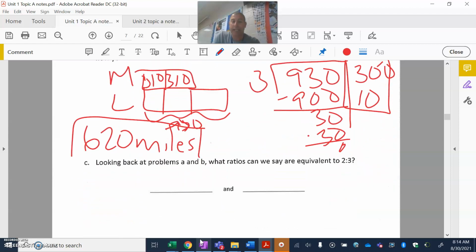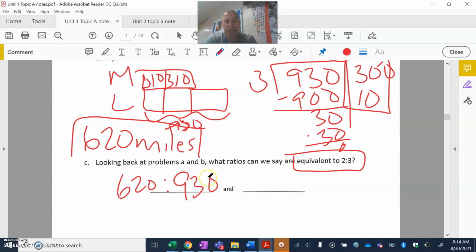So the last part here that we're going to finish up with is this phrase of being equivalent, which means they're the same. What ratios can we say are equivalent to 2 to 3? Well, it's what we ended up using there. So 620 to 930. And again, I'm using the answers to the problems or what was given to me. So that's an equivalent ratio.